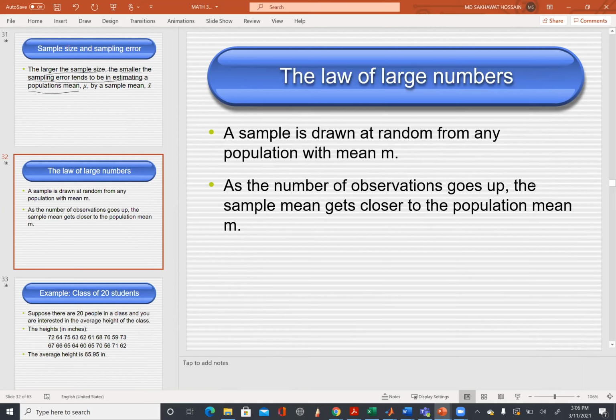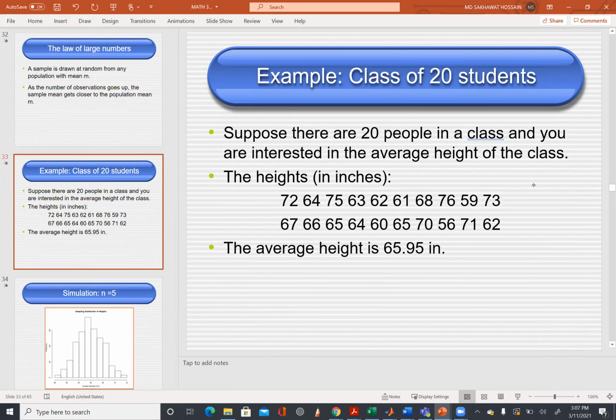Okay, then we'll construct the law of large numbers. And this is also a very interesting law. So here we have a class, in the class we have a total of 20 people, and we are interested in the average height of the class. So we want to calculate the average height of the class. The average height is 65.95 inches. So this is the population mean.